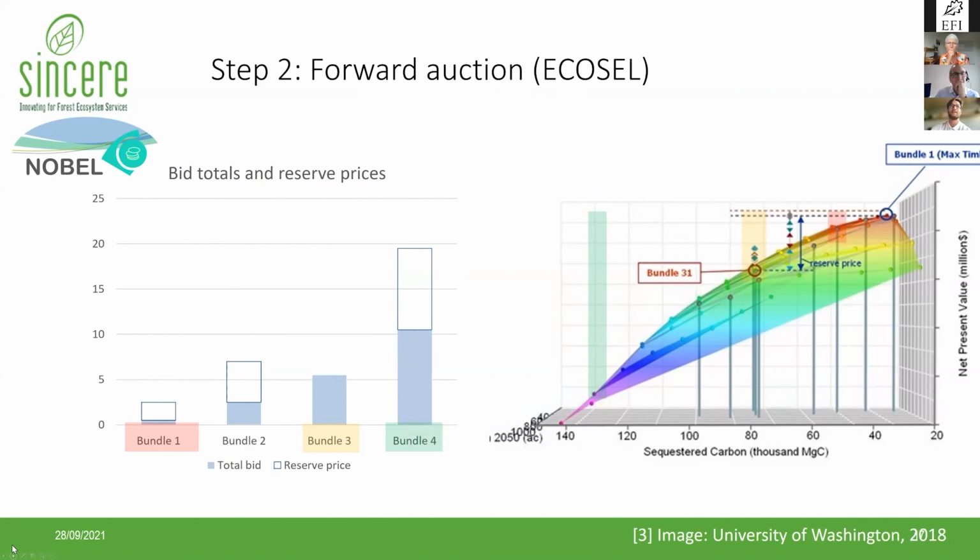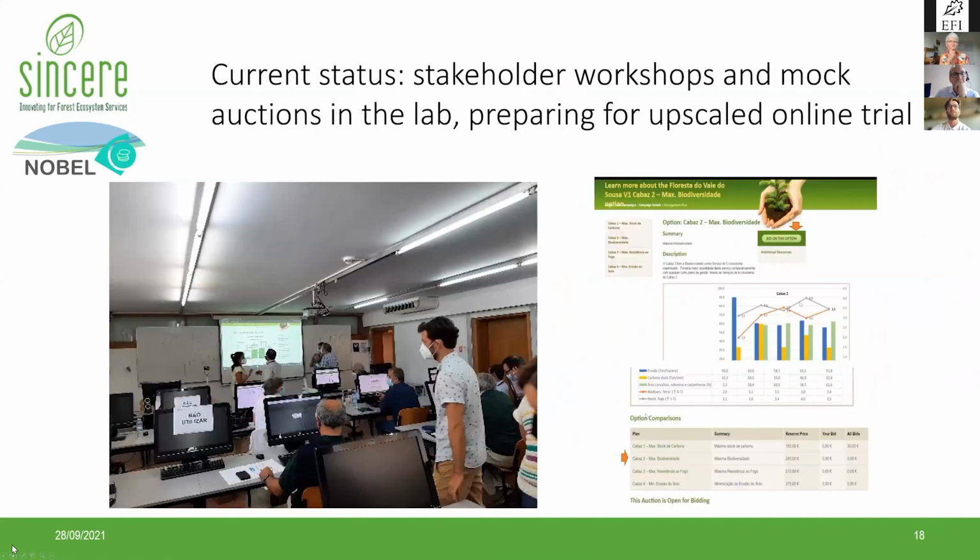And in the next slide, we've got a picture of our workshop where we first did a survey to get some initial values, and then we've had people in the lab trying to test out if they can use the auction tool and also the frontier tool.